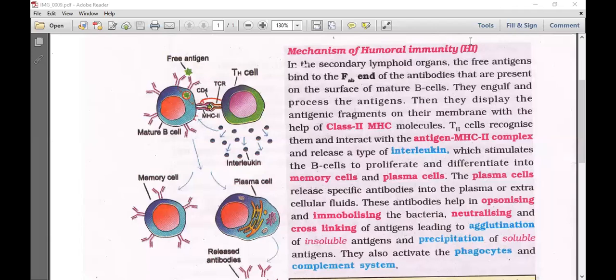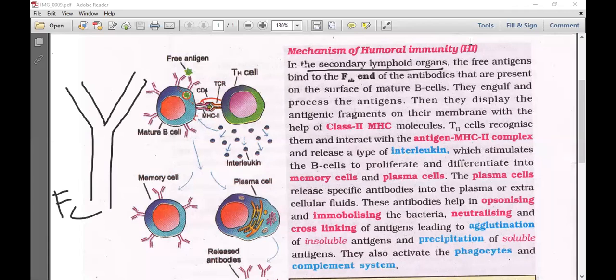Let us read the same in the textbook, whatever we learned. The mechanism of humoral immunity: after the maturation in the secondary lymphoid organ, the free antigens bind to the FAB. We need to look at the antibody also, but till then remember, this portion is called FC and this portion is called FAB. What is AB? Antigen binding site, the fragment antigen binding site. This is the antigen binding site. This is the constant region. So the free antigens bind to the FAB end. This is the thing they are saying.